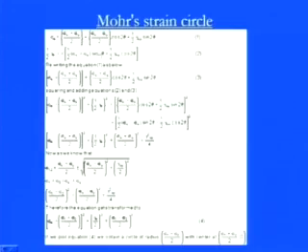Now come to the real Mohr strain circle. As we discussed in the analytical part, if you want to calculate the normal strain component or the direct strain component at angle theta, it is equal to epsilon x plus epsilon y by 2, plus epsilon x minus epsilon y by 2 times cos of 2 theta, plus gamma xy by 2 times sine of 2 theta.